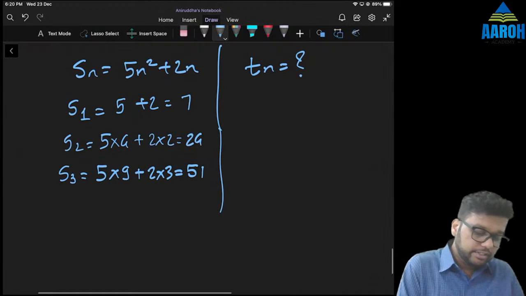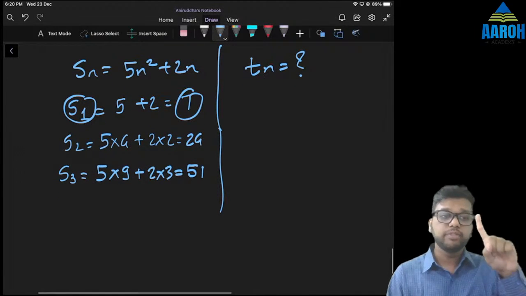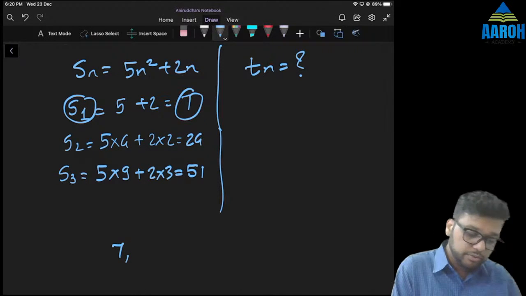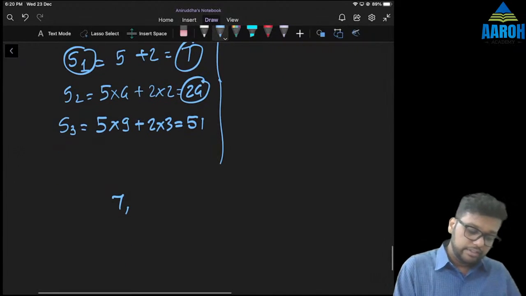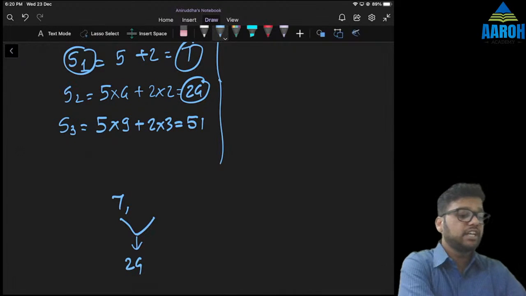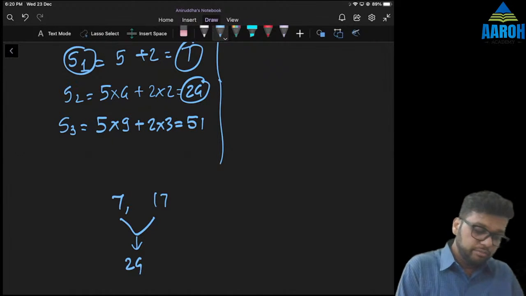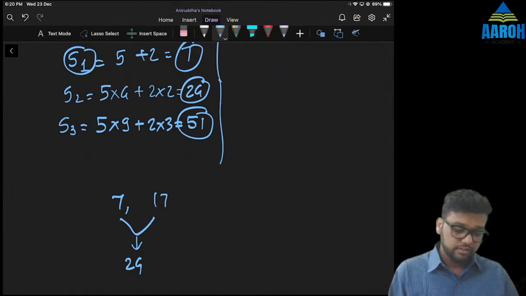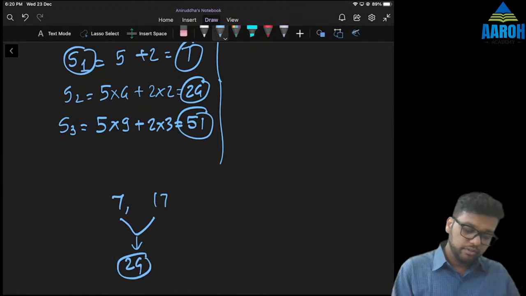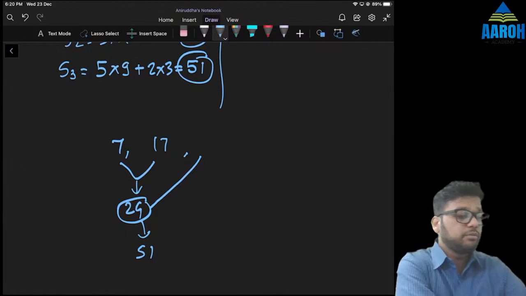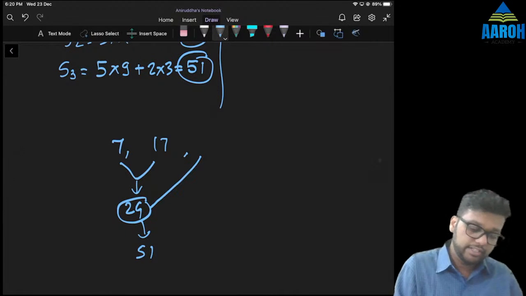So this is the sum of 1 term. Sum of 1 term means the first term is 7. Sum of 2 terms is 24. That means 7 plus the second term is 24. That means the second term must be 24 minus 7, which is 17. Similarly, the sum of 3 terms is 51. That means this 24 plus the third term, the total of these two, is 51. That means the third term is what? 51 minus 24, which is 27.